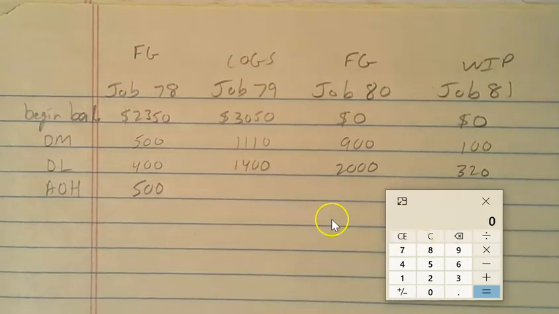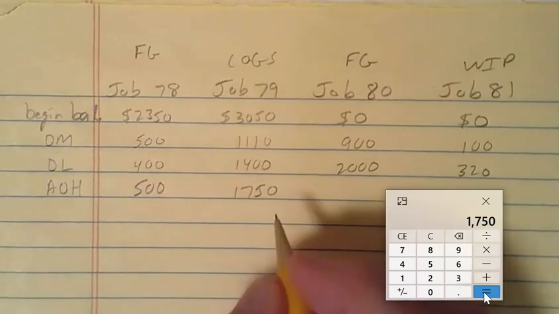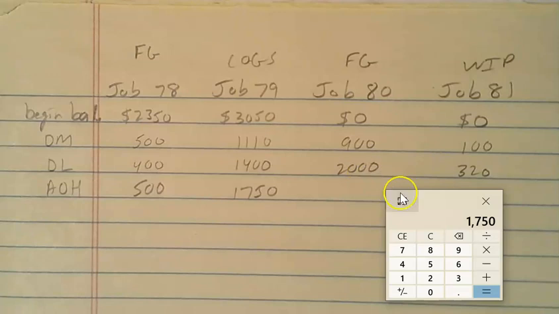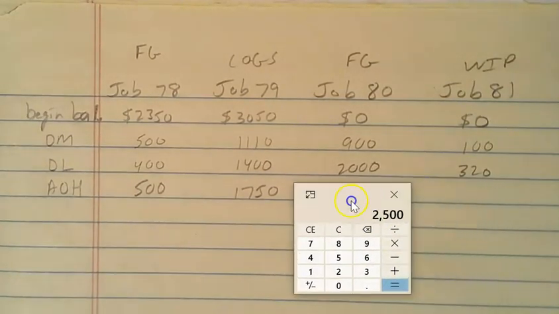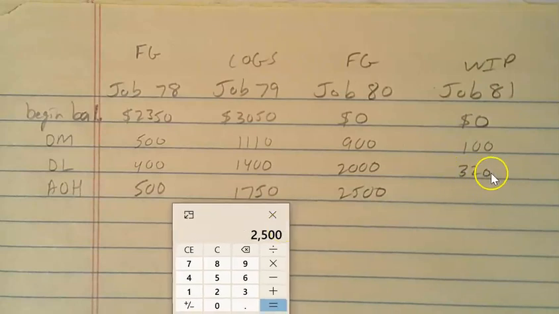We had $1,400 of direct labor for job 79. We're going to multiply that by 1.25, and that is $1,750. We had $2,000 here for job 80 times 1.25 equals $2,500. And then we have $320 of direct labor for job 81, 320 times 1.25 is going to give us $400.